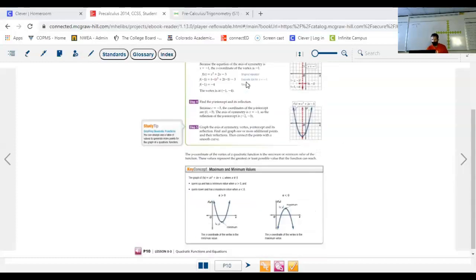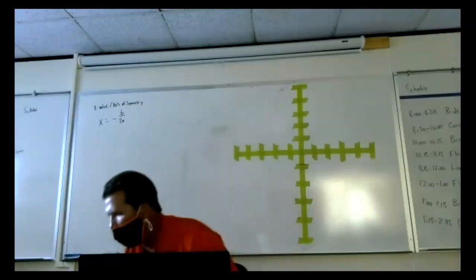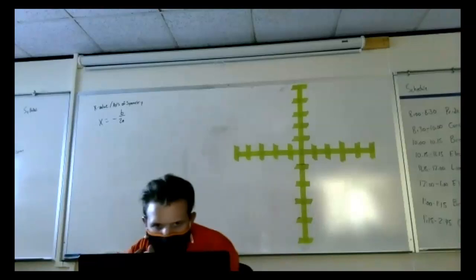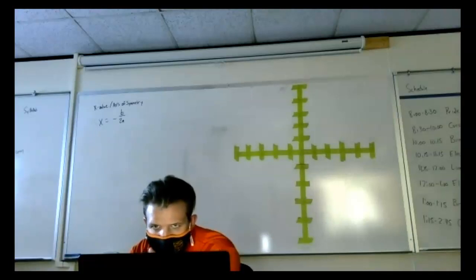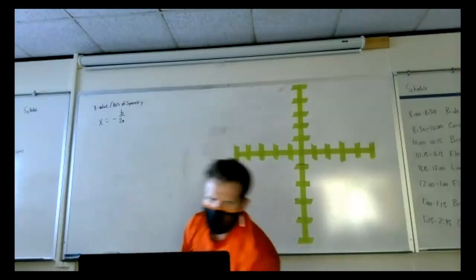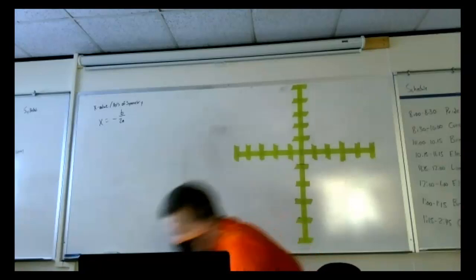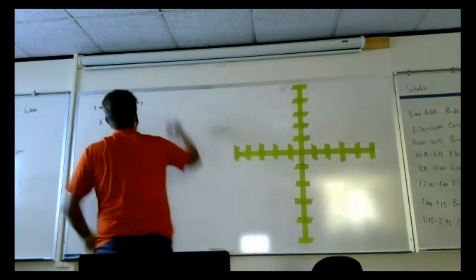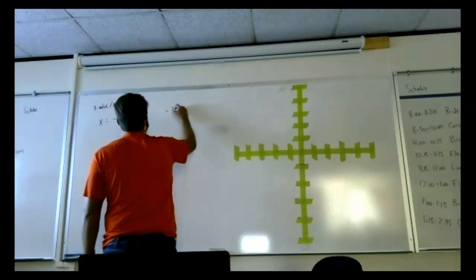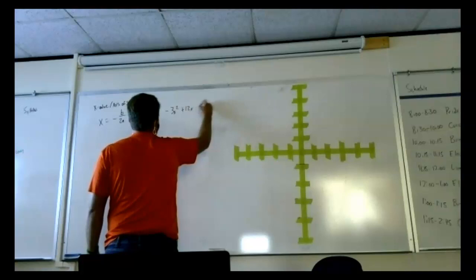And now we are off to example 3 on page P11. It says, consider the graph f of x is equal to negative 3x squared plus 12x plus 11. So negative 3x squared plus 12x plus 11.